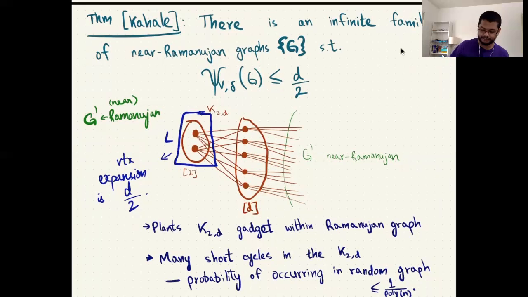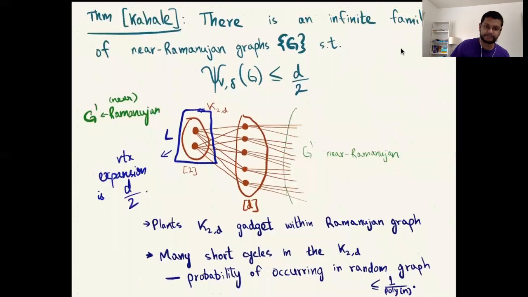And here's actually what Kahale does in his construction. He starts with a very particular gadget. The gadget is a complete bipartite graph with 2 vertices on the left-hand side and D vertices on the right-hand side. So these 2 vertices have degree D, and these D vertices have degree 2. And now what you do is you take some near-Ramanujan graph, G prime, and somehow insert this gadget into this near-Ramanujan graph. So once Kahale plants this K2D gadget within a Ramanujan graph, the effect it has is the graph still stays near Ramanujan, but the set L within this gadget actually has vertex expansion D over 2. As you can see, the set of 2 vertices L expands into D vertices.